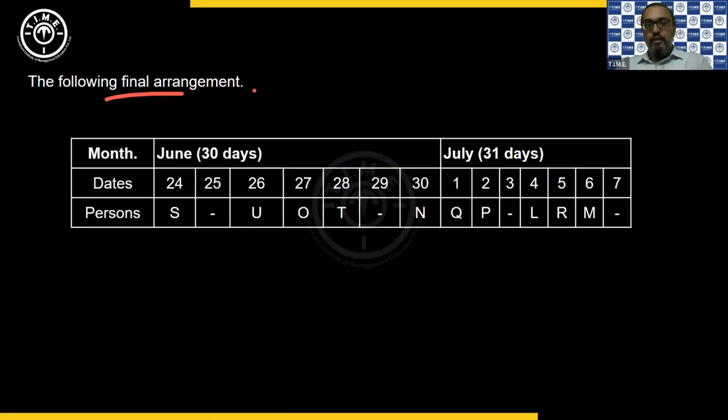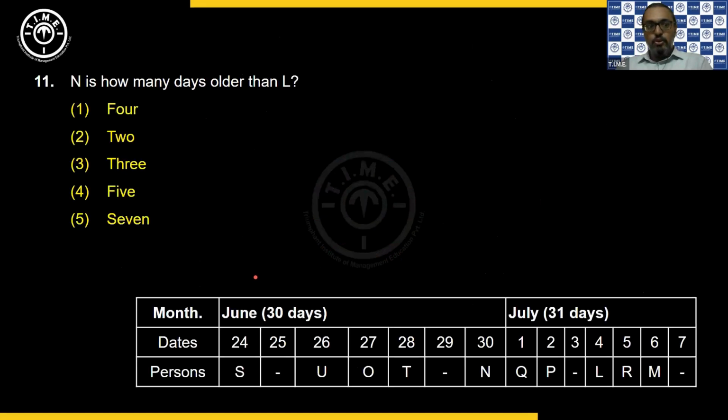This is your final arrangement. Now, based on this, let's go through the questions. N is how many days older than L? N is how many days older than L? So L is here. We have 1, 2, 3, 4. So 4 days. First option.